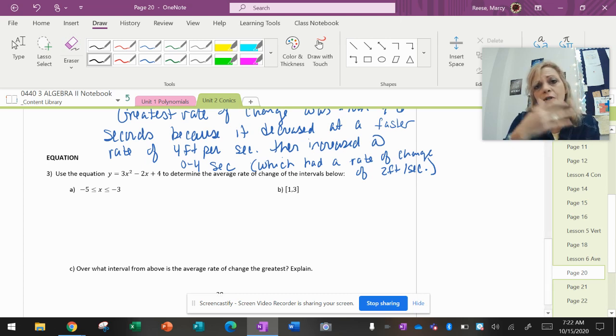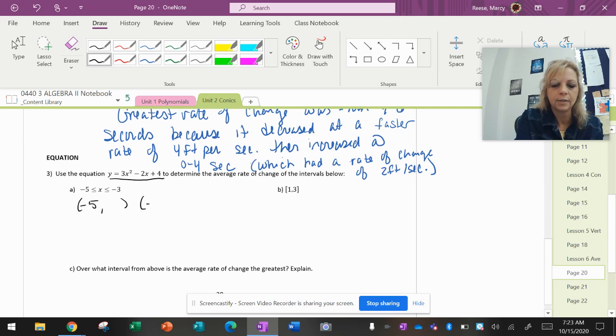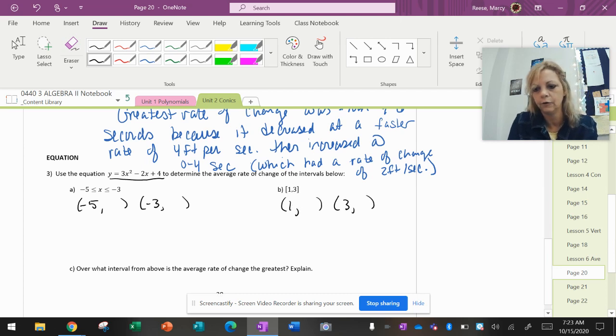All right, so now they give it to you in the form of an equation. Okay, so literally, you know what I would do? I would put this in my y1 and go to the table. And this means when x is -5 and when x is -3. Okay, this means when x is 1 to when x is 3. So this is an interval. For B, it's like an interval. Same thing for A. They're saying the interval from when x is -5 to when x is -3.